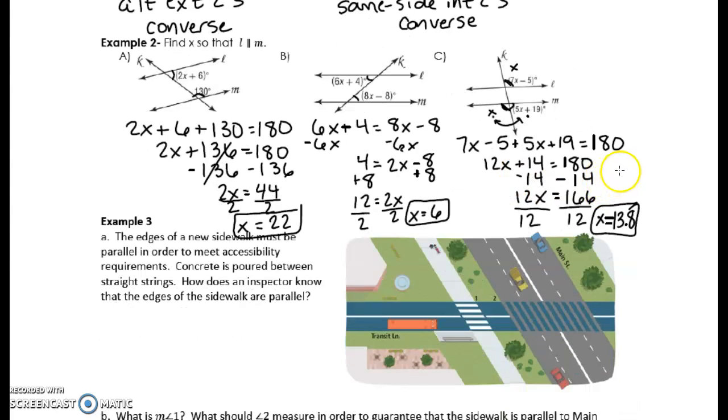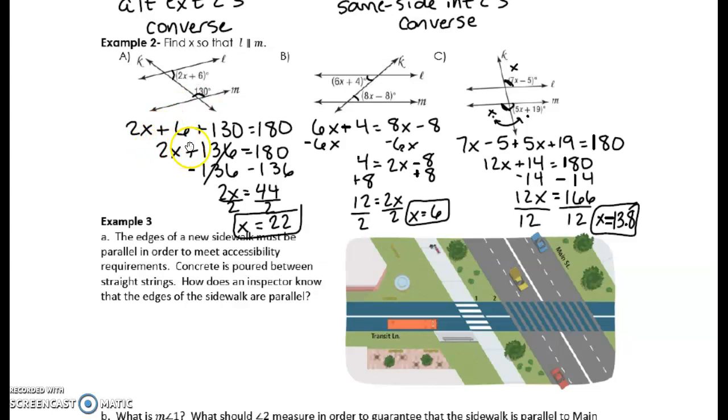So it says find x so that L is parallel to M. So looking at these problems here, you have one angle that's 2x plus 6, and one angle that's 130. So we said, okay, what type of angles are those? And you said they're same side interior angles. They're on the interior and they're on the same side of the transversal. We know same side interior angles are supplementary. So we're going to add them up and set it equal to 180.